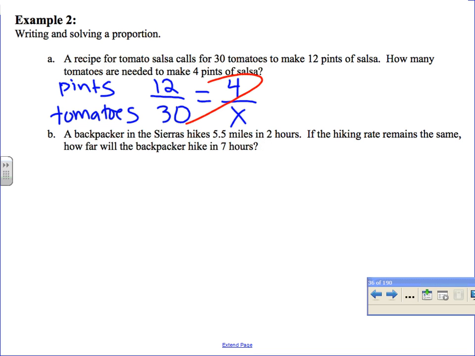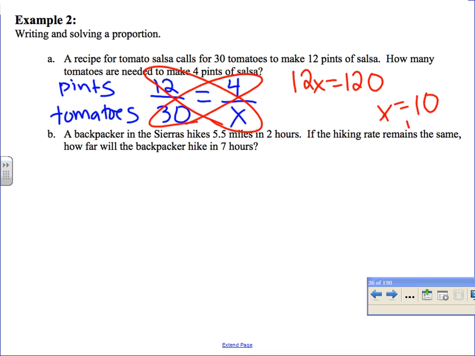Remember, there's a couple ways you can solve it. So if we multiply across both ways, we get 12x equals 120. That's multiplying 12 times x is 12x, and 30 times 4 is 120. I'm not going too fast, am I? Okay, just making sure. So what's x? Divided by 12, Alyssa? Good. So that means that for 10 tomatoes, there's 4 pints of salsa. Charles?